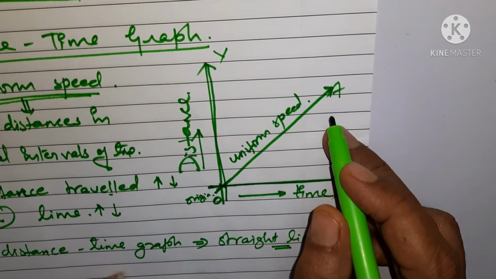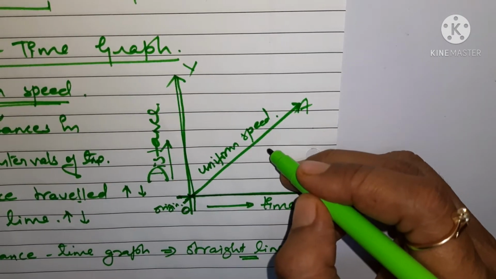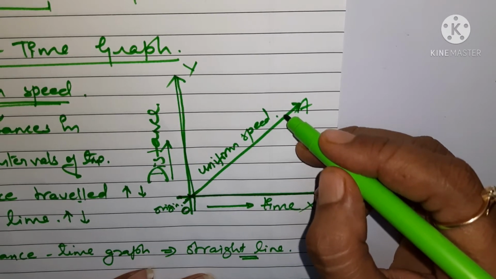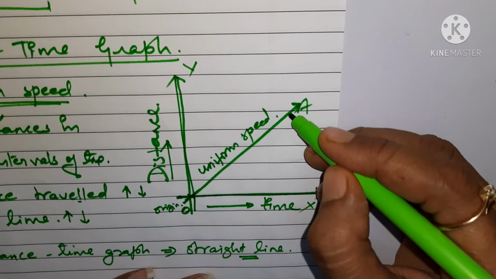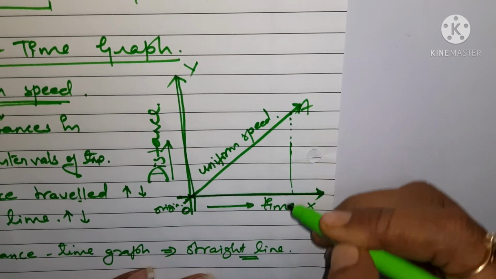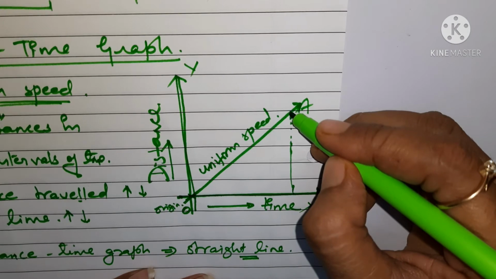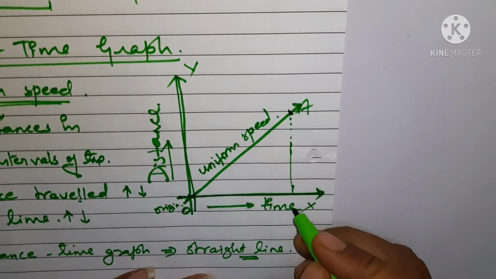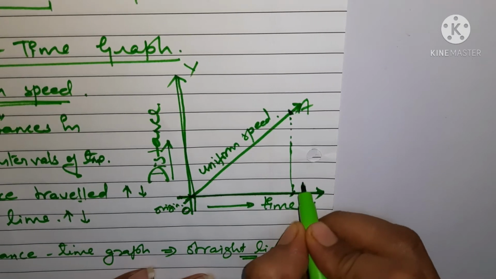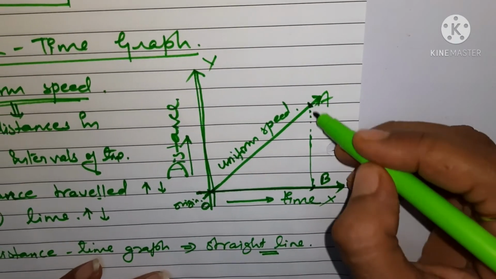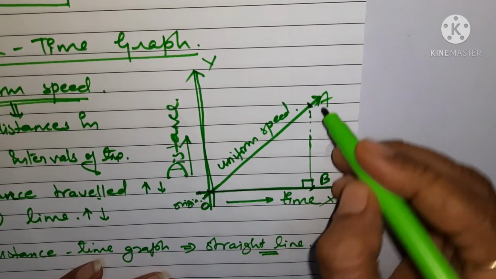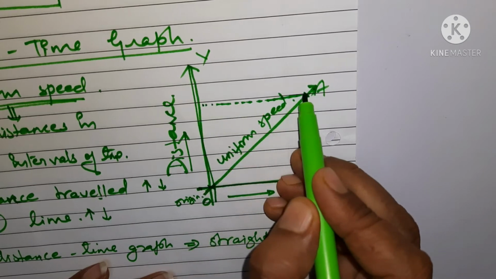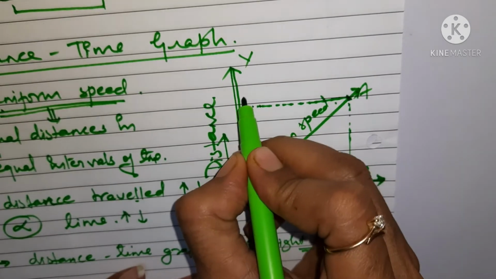For that, we are going to draw one perpendicular. Just drop a perpendicular from this point to the x-axis. Let this point be A and say this is B. If this is a perpendicular which is dropped from A to B, and then you draw a parallel line, suppose this is C.